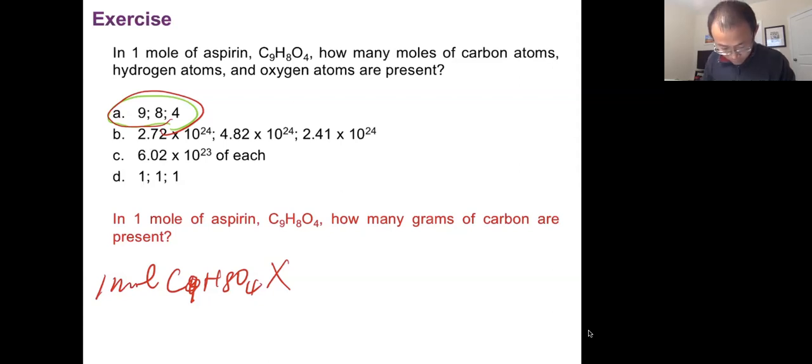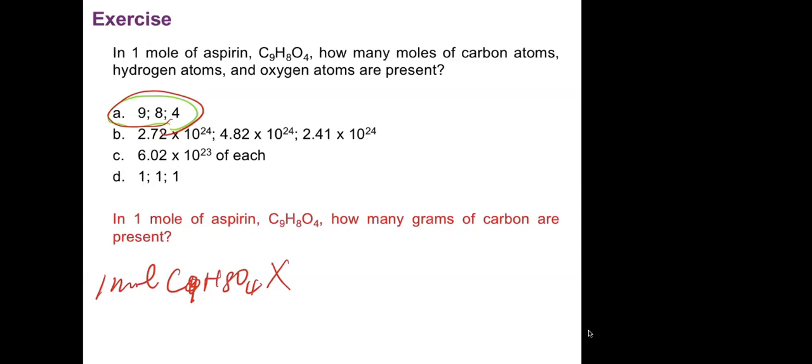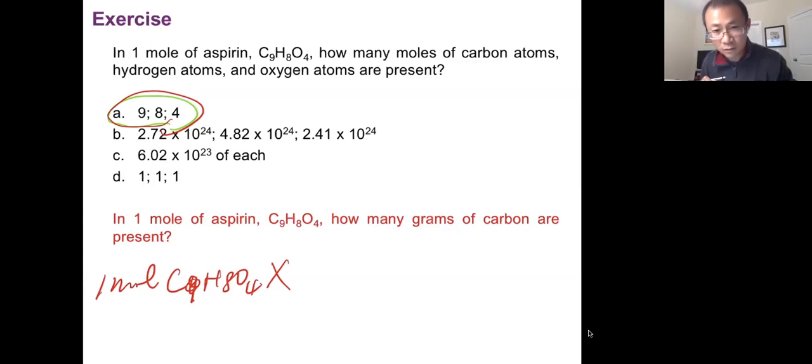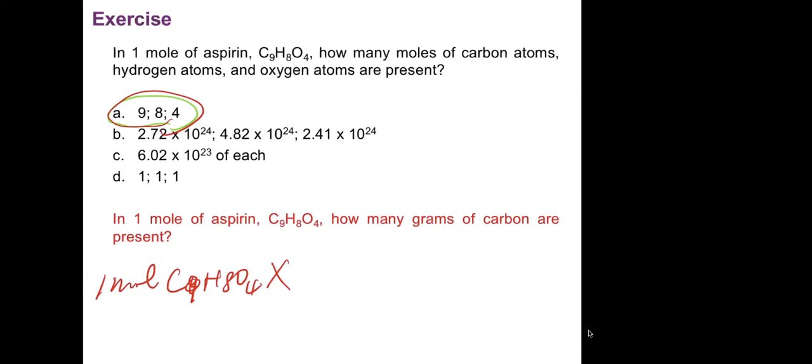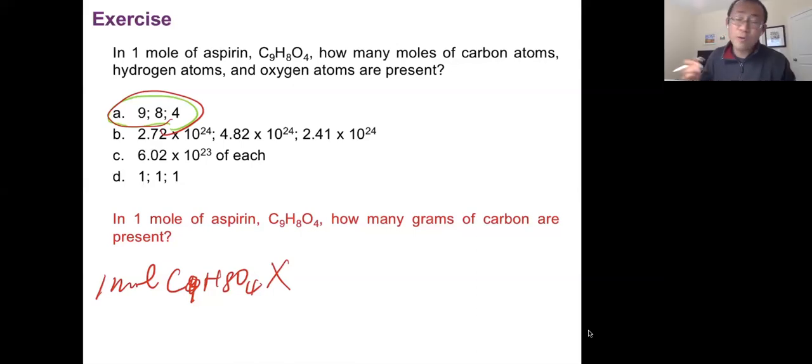Guys, carbon, C. Check your periodic table. For C, what can you find? Is it the atomic mass? Atomic mass, what is atomic mass? For carbon, 12.01. We can use 12. So that 12 in your periodic table for C tells you what?